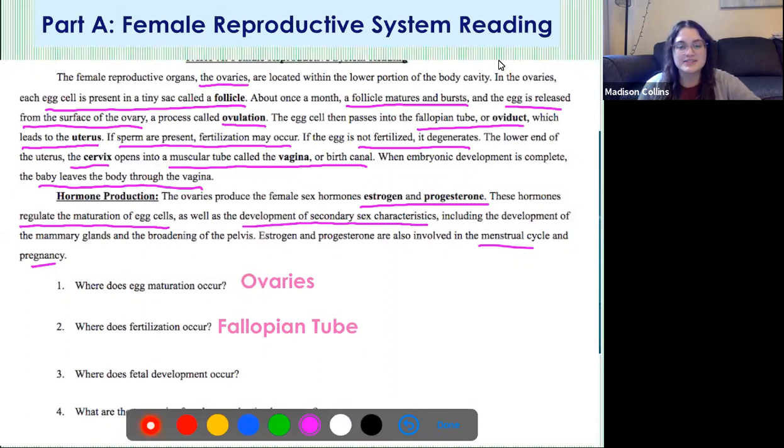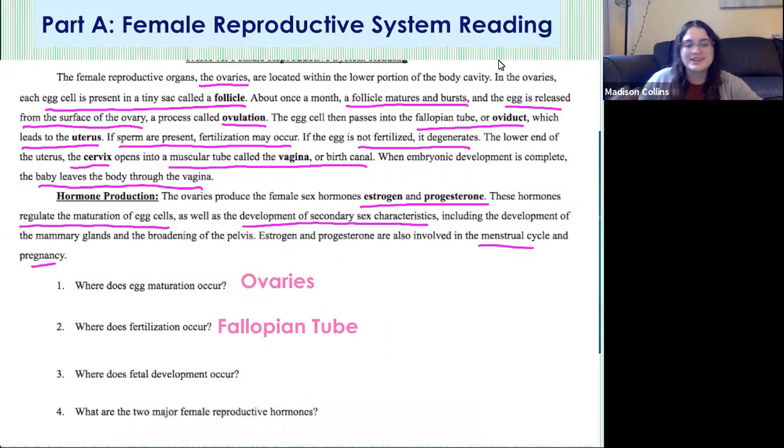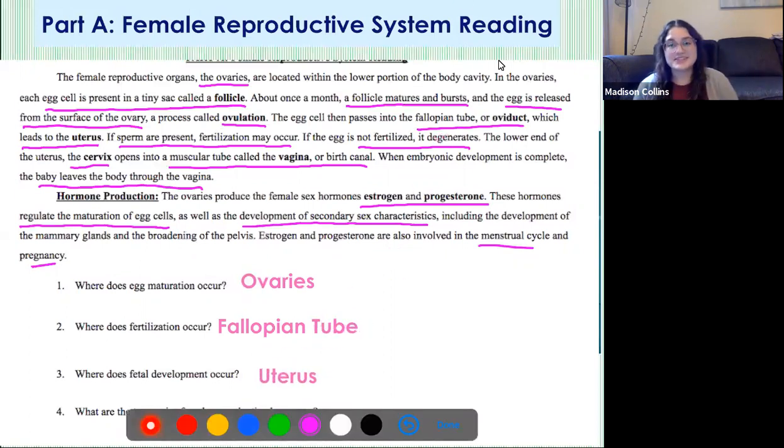Number 3, where does fetal development occur? This development occurs in the uterus. So if the egg is fertilized, it's going to implant itself on the wall of the uterus and prepare to grow and develop and be nourished.